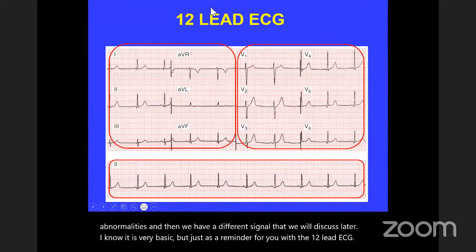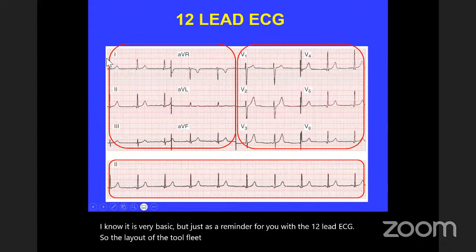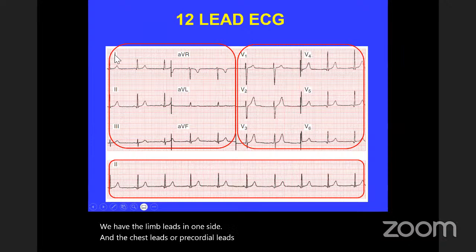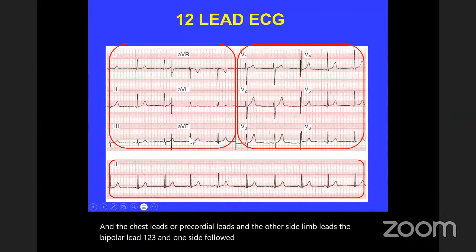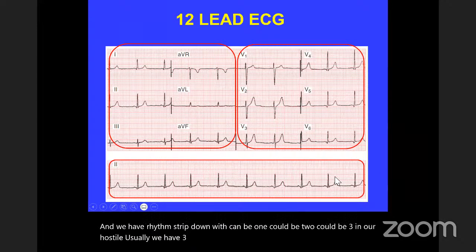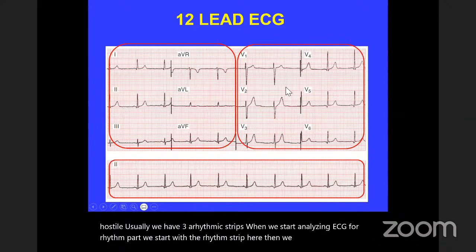So the layout of the 12-lead ECG, this looks like what we have in our hospital, but it can be different from hospital to hospital. The common layout is like this. We have the limb leads on one side and the chest leads, or precordial leads, on the other side. The limb leads, the bipolar leads 1, 2, 3 on one side, followed by AVR, AVL, AVF. Then we have V1 to V3, V4 to V6. And we have a rhythm strip down below, which could be 1, 2, or 3. In our hospital, usually we have 3 rhythm strips. When we start analyzing the ECG for the rhythm part, we start with the rhythm strip here. Then we go to assess the other leads.